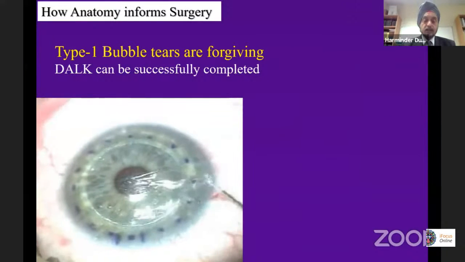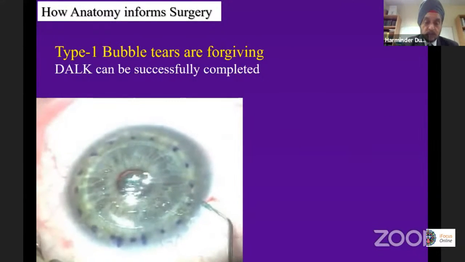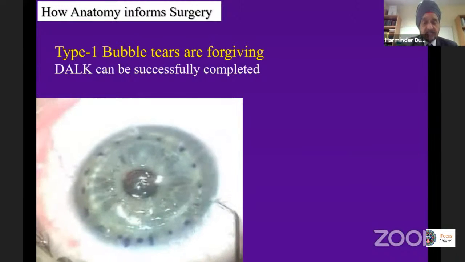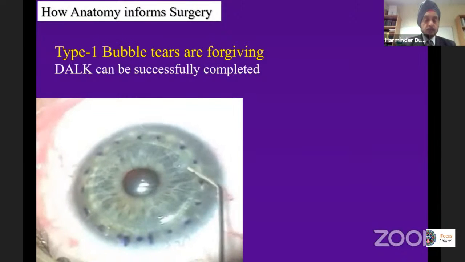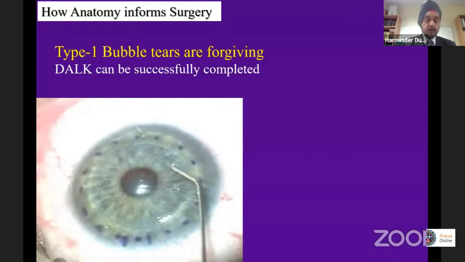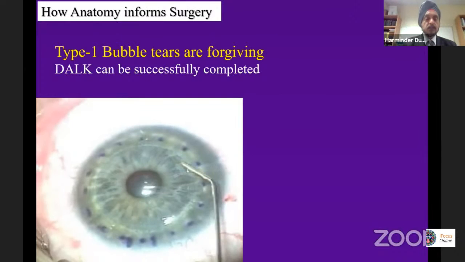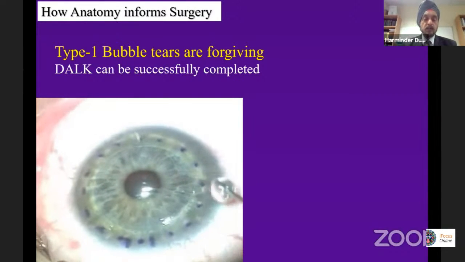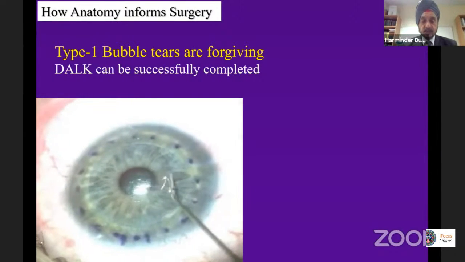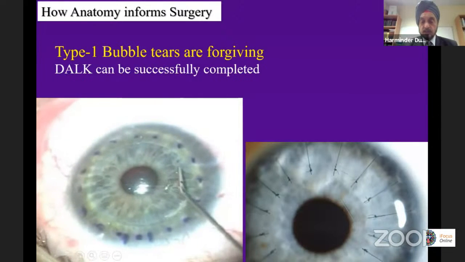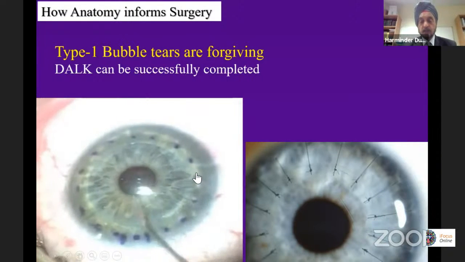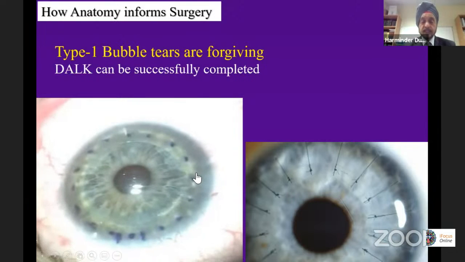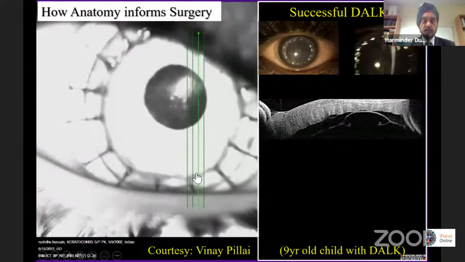And this is a type 1 bubble with a tear. It's very robust. The tear doesn't extend, the tear doesn't go across, it doesn't burst. And you can see I'll put my probe in that tear over there. And with that large tear, you can complete the operation successfully. You don't have to abandon or convert into a PK. And the next day you see this patient, you will see there's that line to show you that there was a tear, which has now caused laxity and a wrinkle in the Pre-Descemet layer, but you got a successful outcome. So again, anatomy informing surgery.